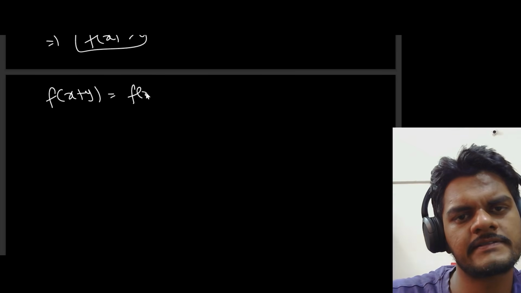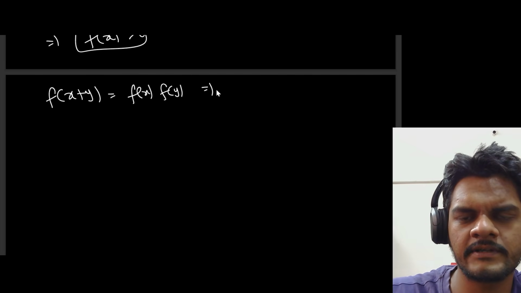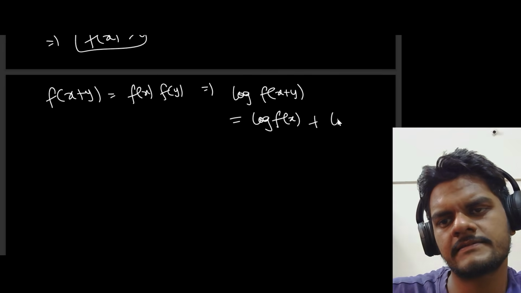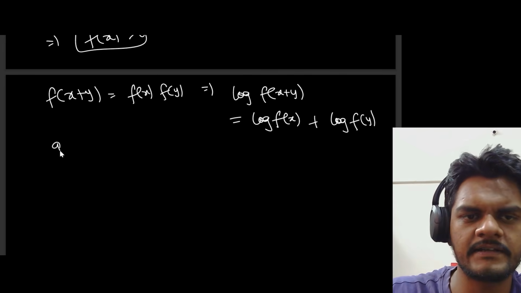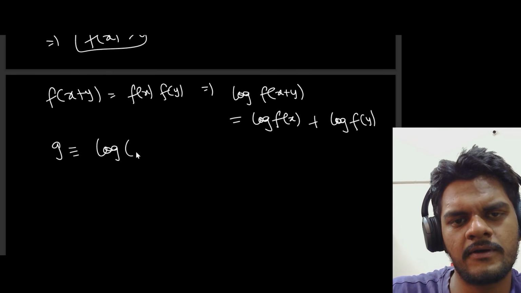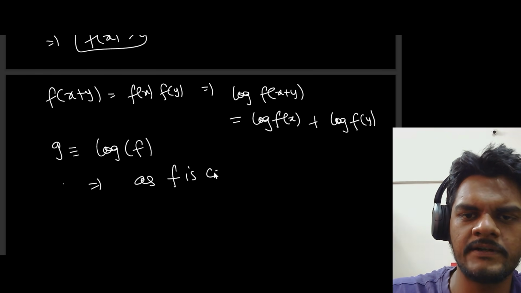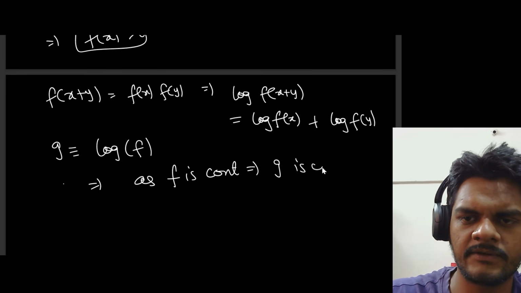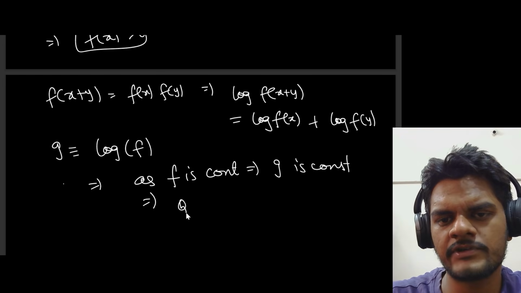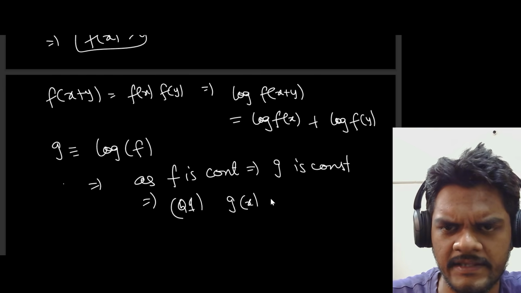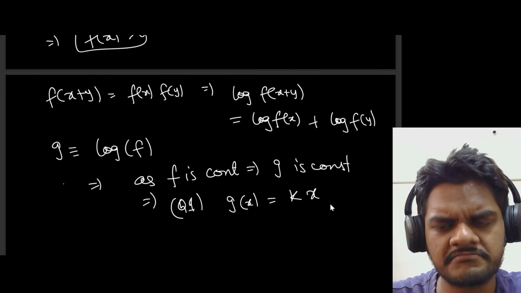So if you take logarithm, so you have f of x plus y is equal to f of x times f of y. I hope you all know the properties of logarithm. If you take log f of x plus y, you'll get that equal to log f of x plus log f of y. And if you take g to be some function which is log of f, this will imply, as f is continuous, g is continuous, and that will imply from question 1 that g of x has to be equal to some k into x. K is a real number.